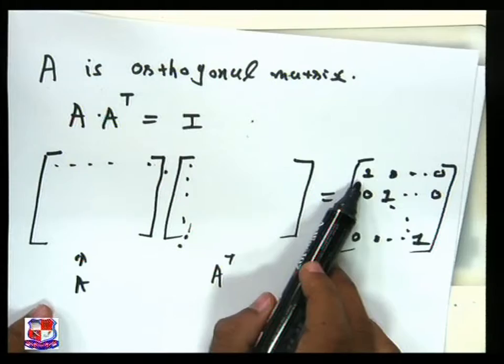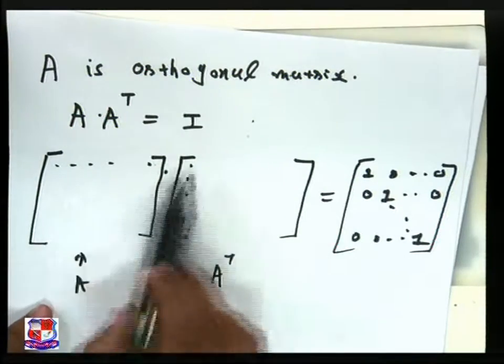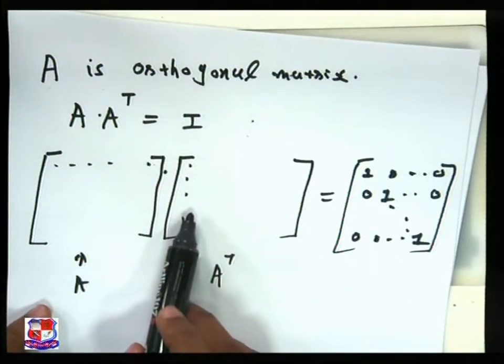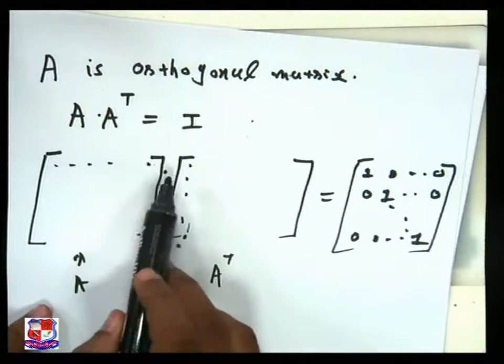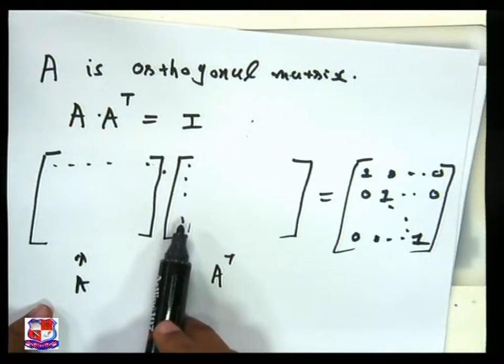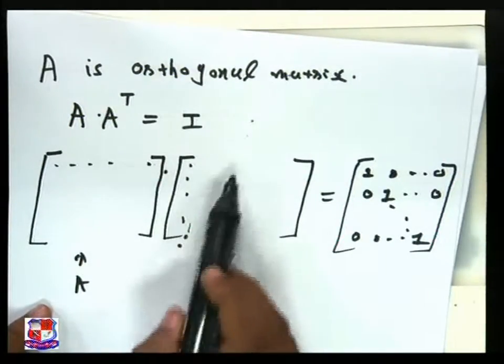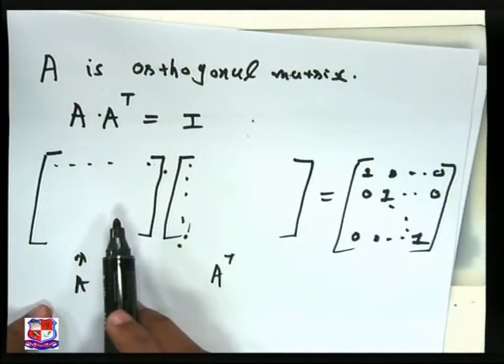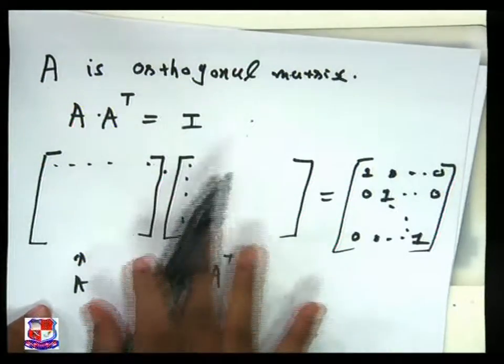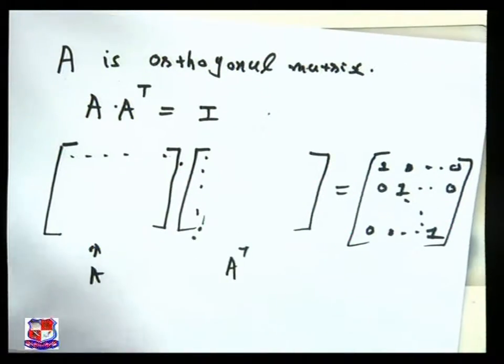That means what? These vectors are orthonormal, because when you multiply the same vector with the same row you will get 1, and when you multiply the others you will get 0, okay. So now you can understand that the correct answer is orthonormal.